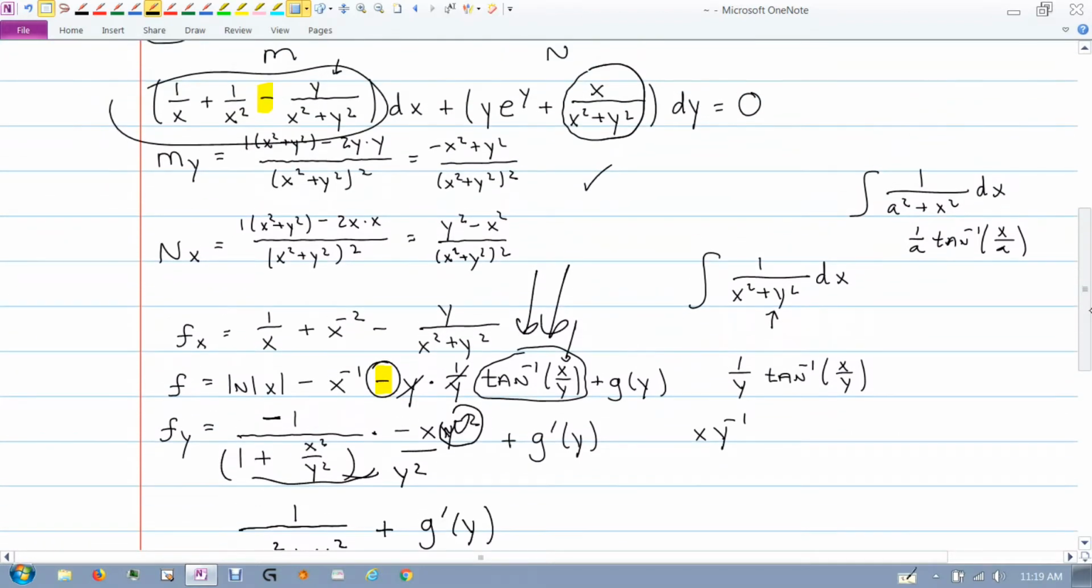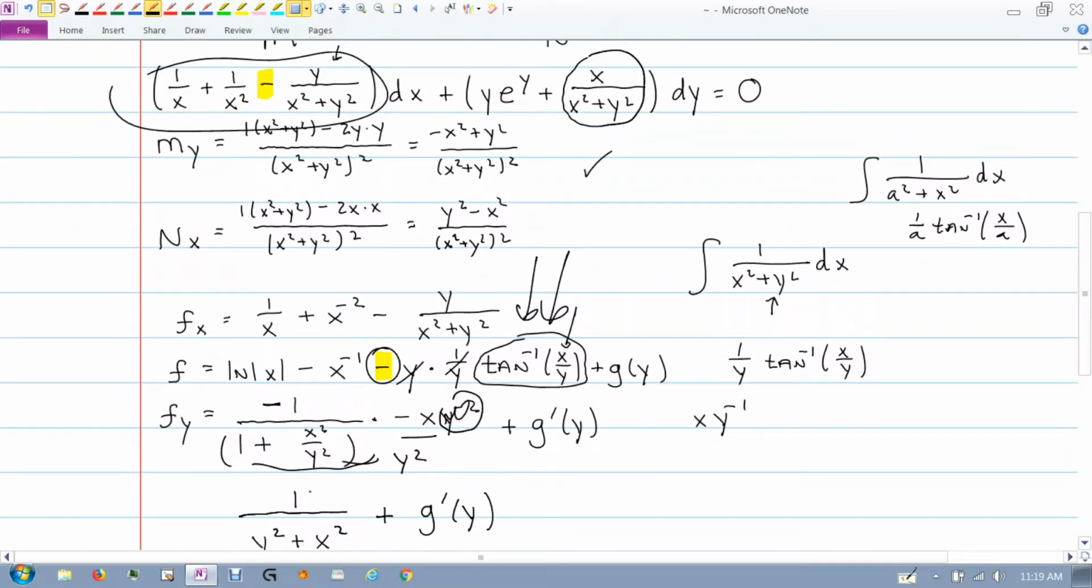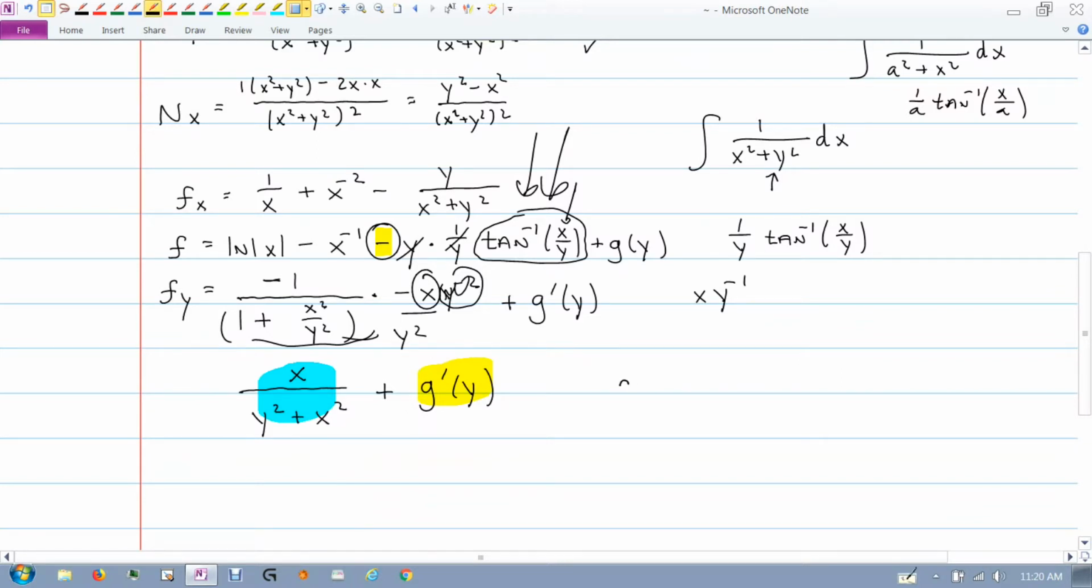So when we now go back up here and we try to match, oh, that was an x on top. Don't forget that x right there. So you can see that this and this match, and so the only thing we're missing is this. That tells us that g prime of y equals y e to the y, and then to get g, we just do an integration by parts. When we do integration by parts, and I won't show it, we get y e to the y minus e to the y.